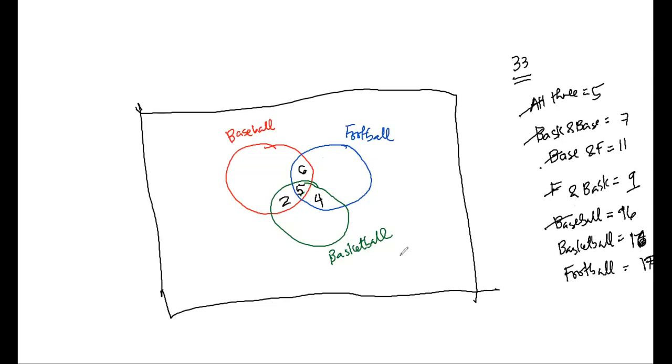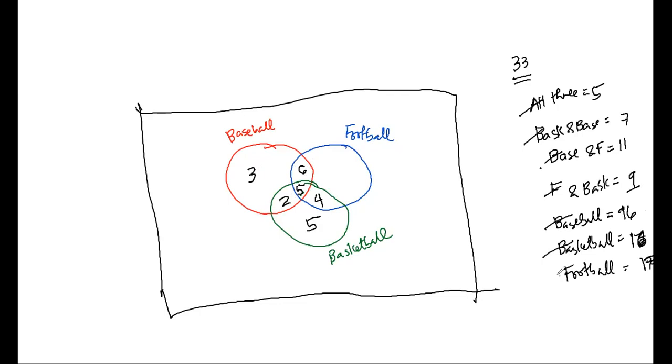Let's go to the circle for baseball. There must be 16. But if you add the ones inside the red circle, we already have 6 plus 5, 11, plus 2, 13. Subtract it from 16. There's only 3 who like baseball only. Let's go to basketball. There's also 16. But if you add the numbers inside the green circle, we have 2 plus 5, that's 7, plus 4, 11. Subtract it from 16, we only have 5 left.